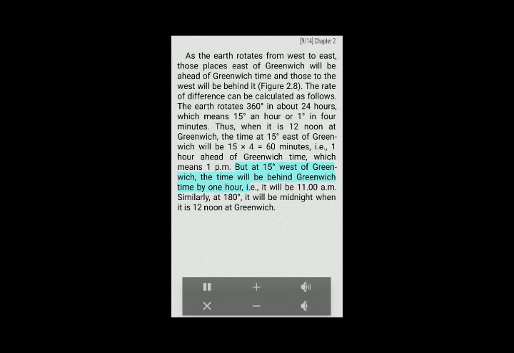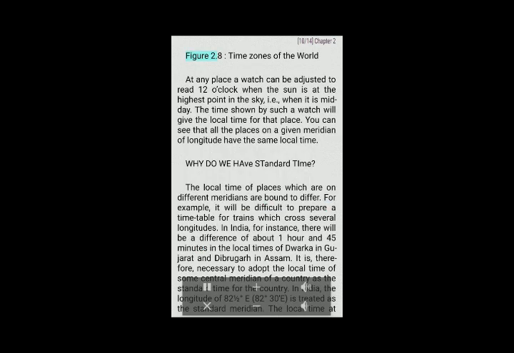But at 15 degrees west of Greenwich, the time will be behind Greenwich time by 1 hour, i.e., it will be 11:00 a.m. Similarly, at 180 degrees, it will be midnight when it is 12 noon at Greenwich. Figure 2.8. Time zones of the world.